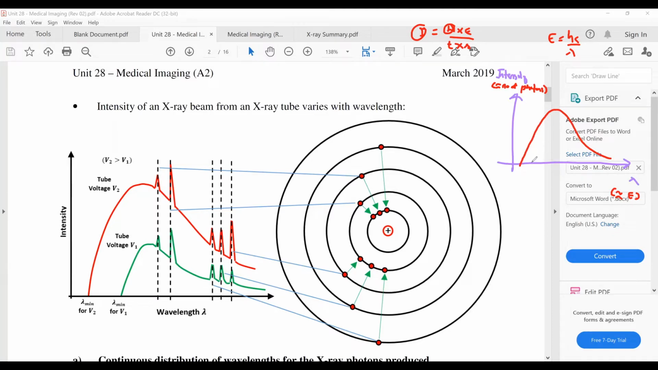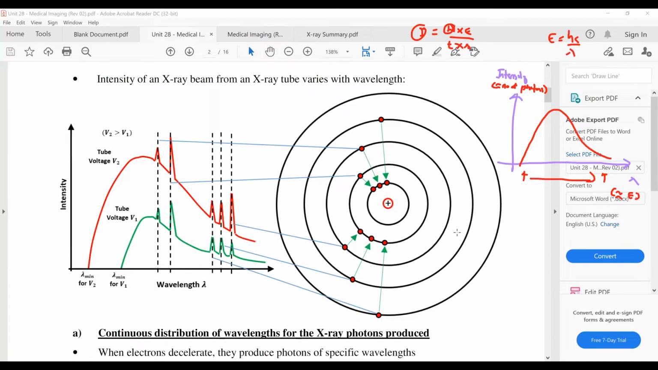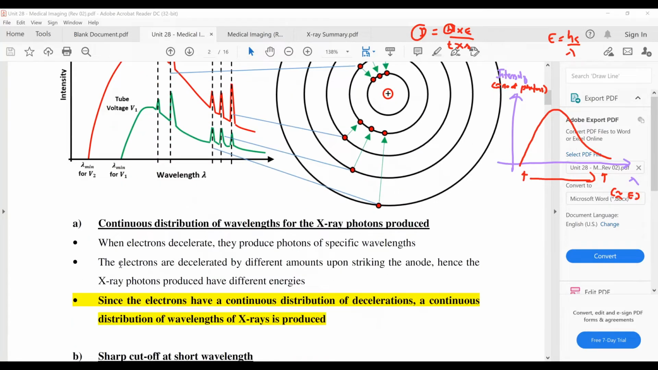distribution that looks like this. Some of your questions in your paper will ask you, why is it that when your X-ray photons are produced, they come with a range of wavelengths from here to here? As I mentioned, part of the reason was simply because when your electrons slow down or decelerate, they do so by different amounts. Some will slow down a lot, some will slow down a little, some will just stop completely. Hence, you will have different photon energies produced. And when you have different photon energies, obviously you will have different wavelengths of photons produced.